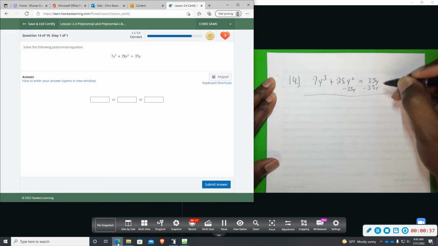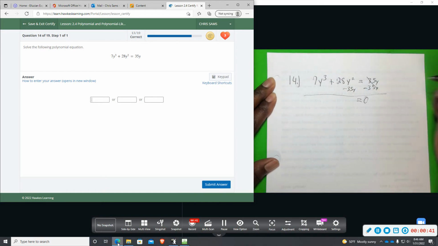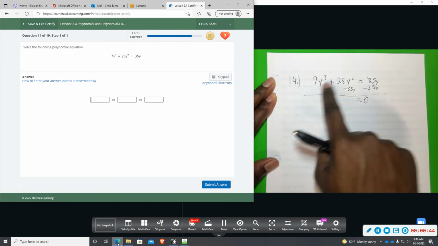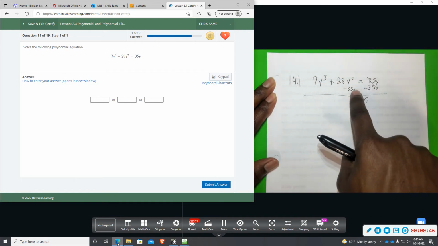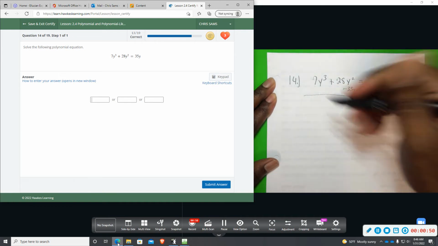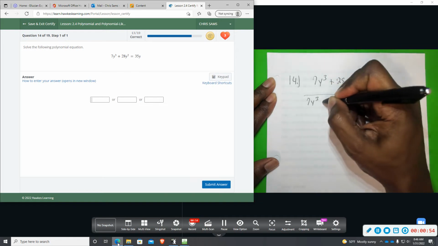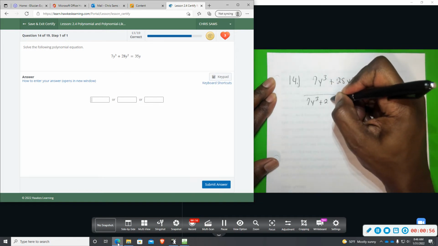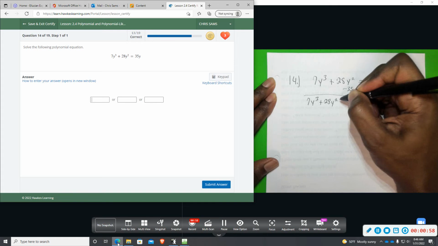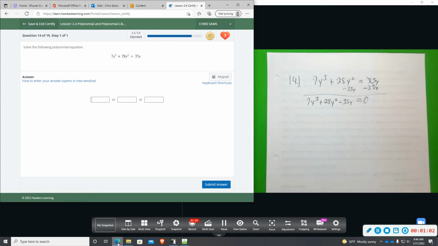And then once we subtract the 35y, that's going to go to 0. So on the right side we have 0. And all these variables have different exponents, so they're not like terms. We can't combine them. It's going to add it to the other side. So 7y cubed plus 28y squared, and then minus 35y.